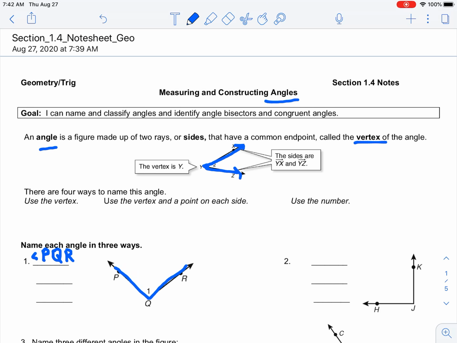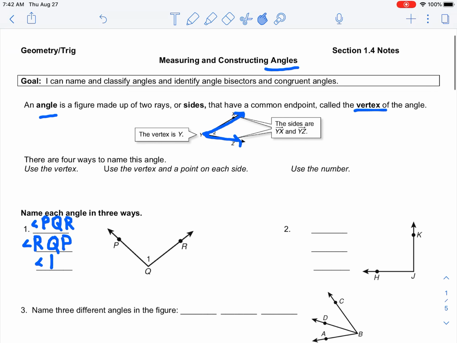Now, I could have done the reverse, R, Q, P. Again, Q has to be in the middle because that's where the angle is. Occasionally they'll put a number in there by the angle, so we could call this angle 1. Because there's only one angle in this picture, we could also call this angle Q. But try to stay away from one letter, because when these pictures start to have multiple angles, we can no longer just use one letter.